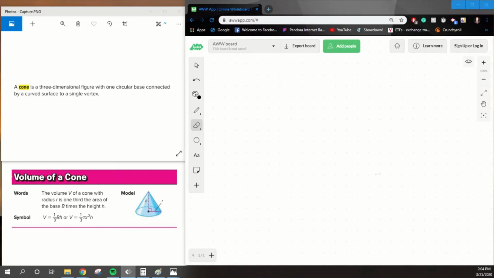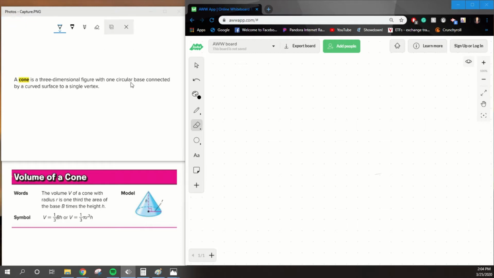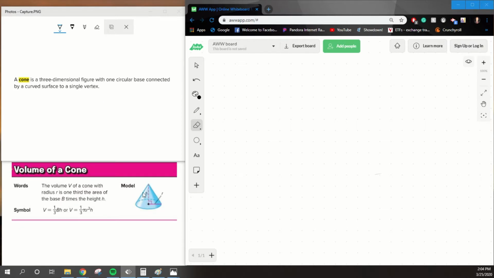Today we're talking about how to find the volume of a cone. Now a cone is a three-dimensional figure with one circular base connected by a curved surface to a single vertex. So I think we all know what a cone looks like, ice cream cone, think of that. But the volume of a cone we can find, remember volume is how much space an object takes up.